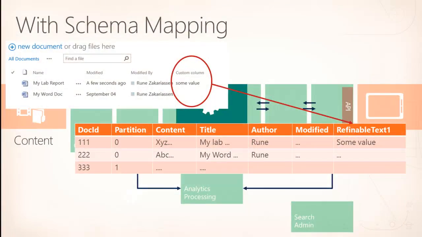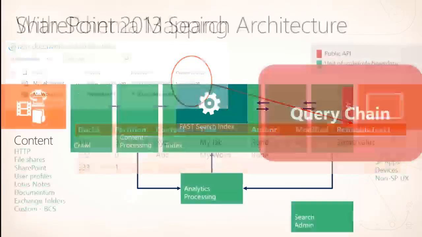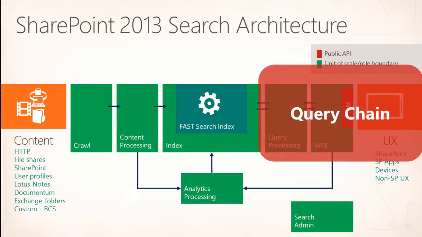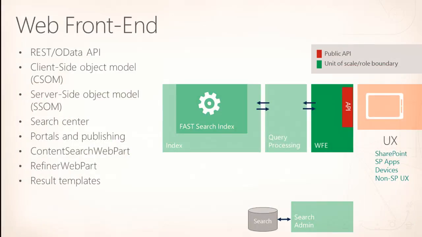And also here, just showing the same thing as Thomas said, you can then map a custom crawl property, if you use custom mapping, into a managed property in the index. So let's move on to the query chain. It already starts on the web front end.